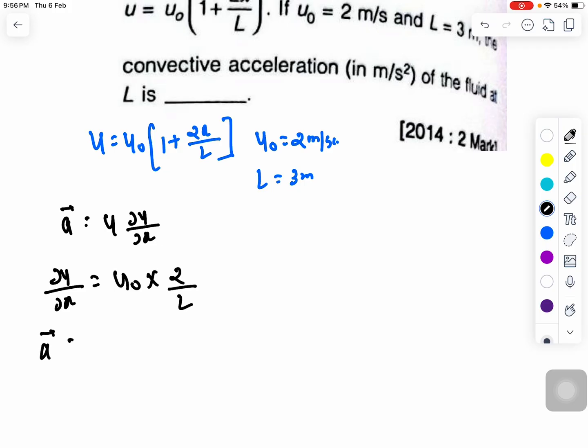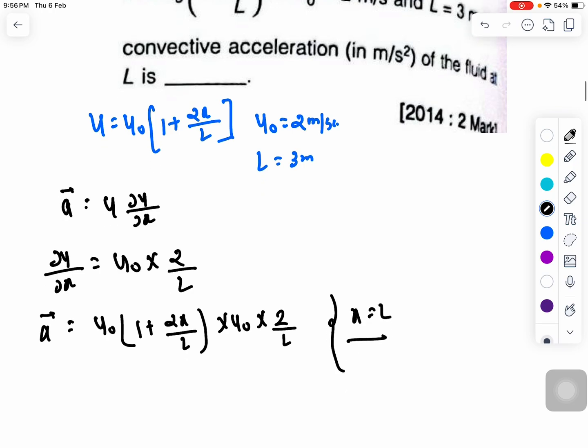So what is the vector? The vector will be equal to u naught into 1 plus 2x by L, multiplied with u naught into 2 by L, and you are supposed to calculate this when x equals L, right?